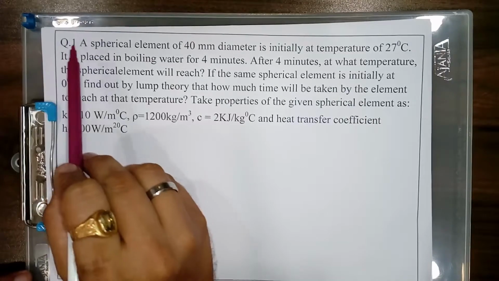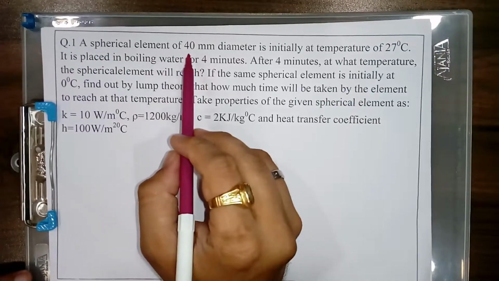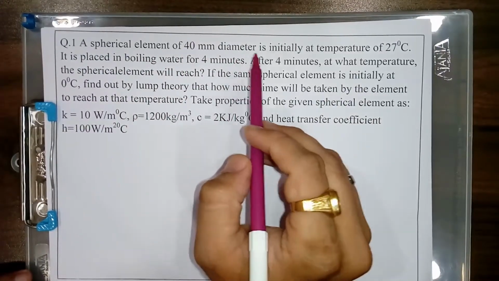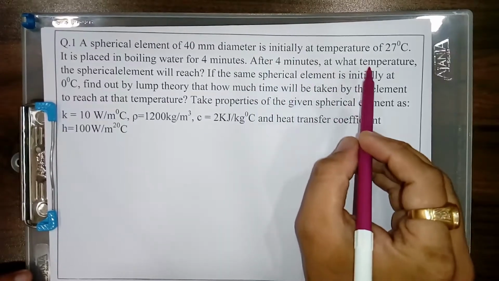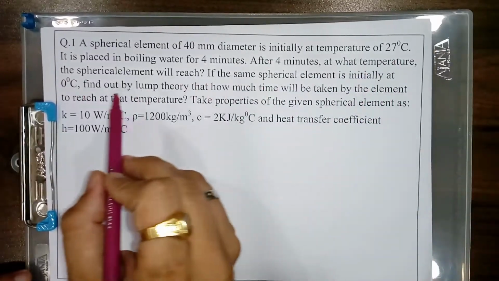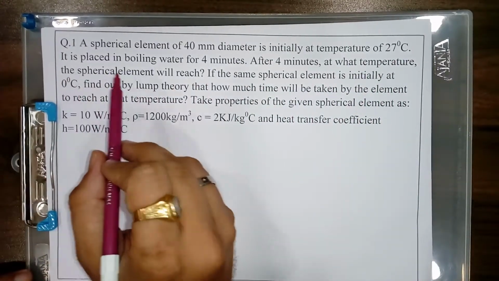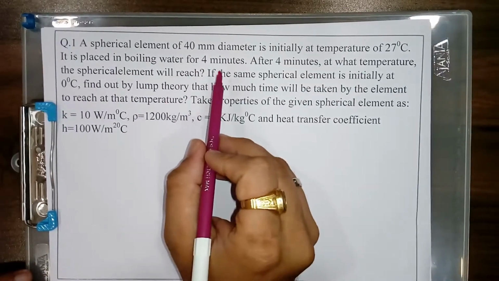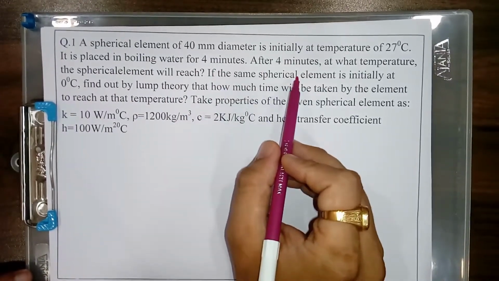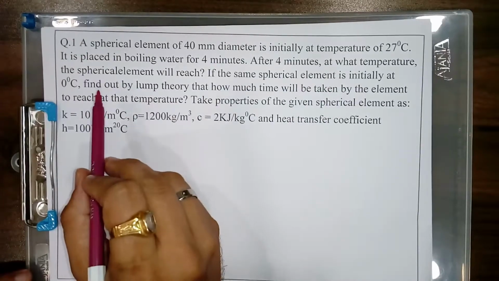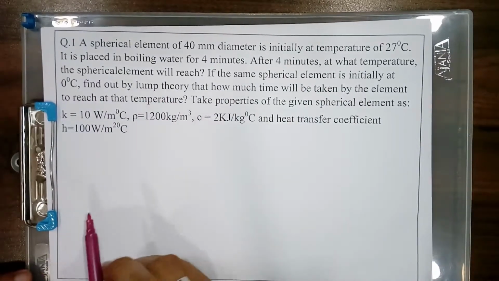Numerical number 1. A spherical element of 40 mm diameter is initially at a temperature of 27 degrees centigrade. It is placed in boiling water for 4 minutes. After 4 minutes, at what temperature will the spherical element reach?